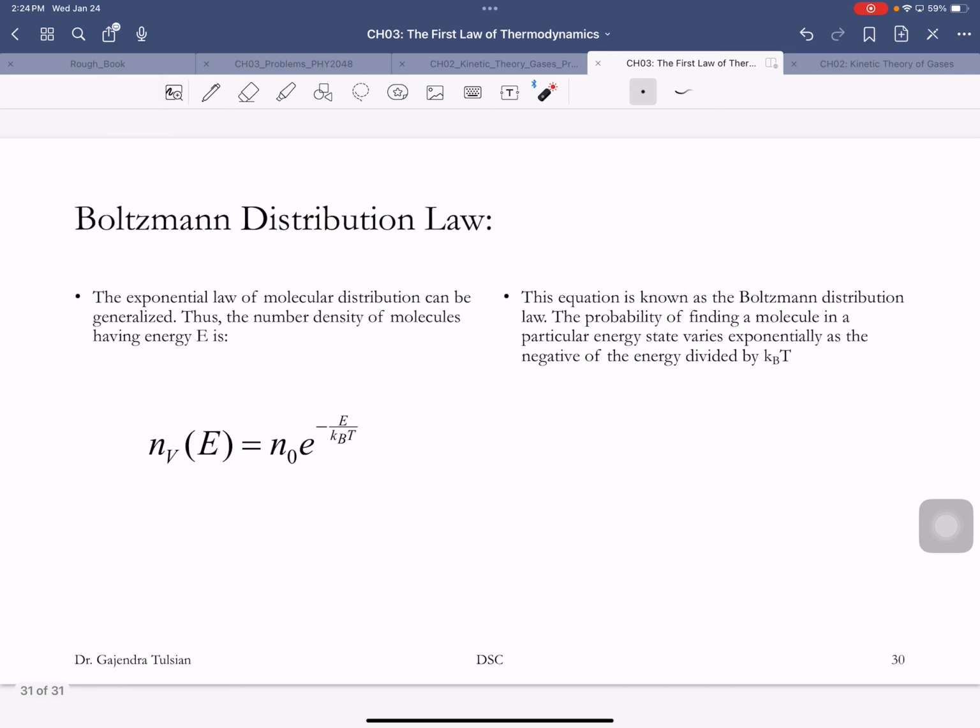And that's Boltzmann's distribution law. So the probability of an energy level being occupied is proportional to e to the power minus energy level divided by kT. Okay, so that's a very important distribution law. Okay, that you have to know.